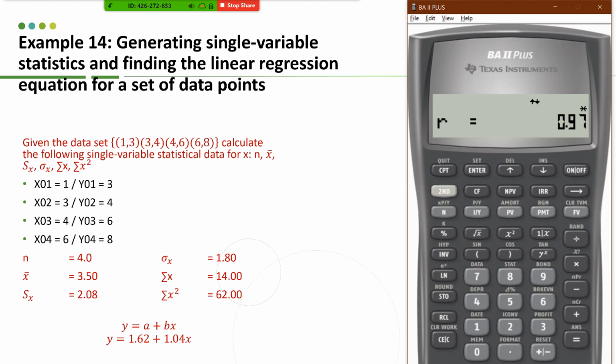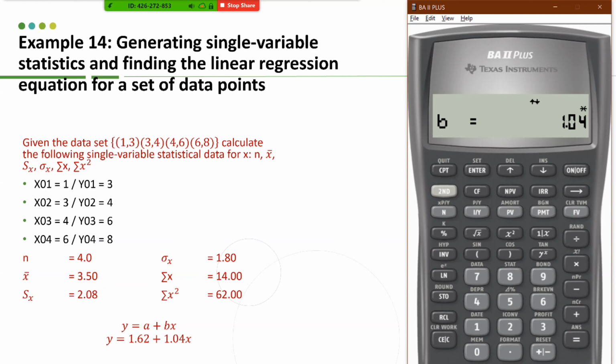In order for you to get the linear regression for a series of data points, for example, the equation is y equals a plus bx. So you need to find the value of a. A equals 1.62, plus the value of b. B equals 1.04x. So this is the equation for the linear regression.